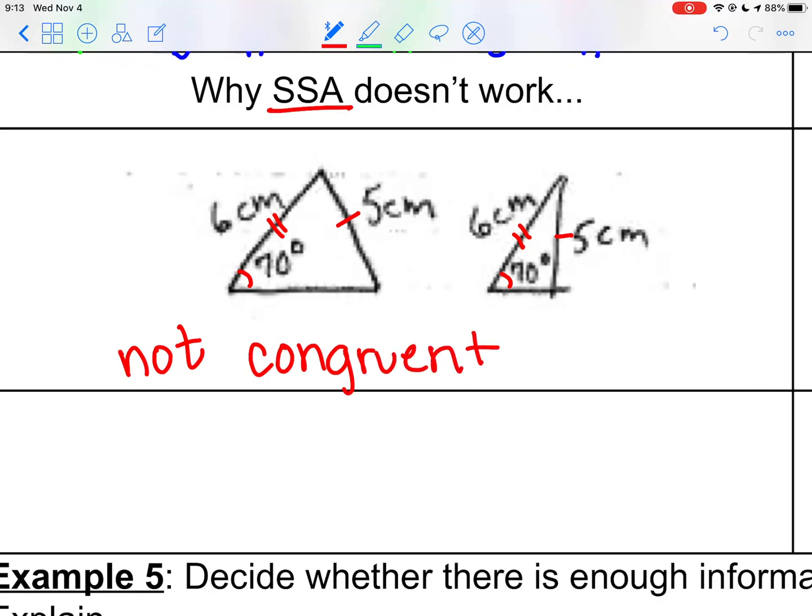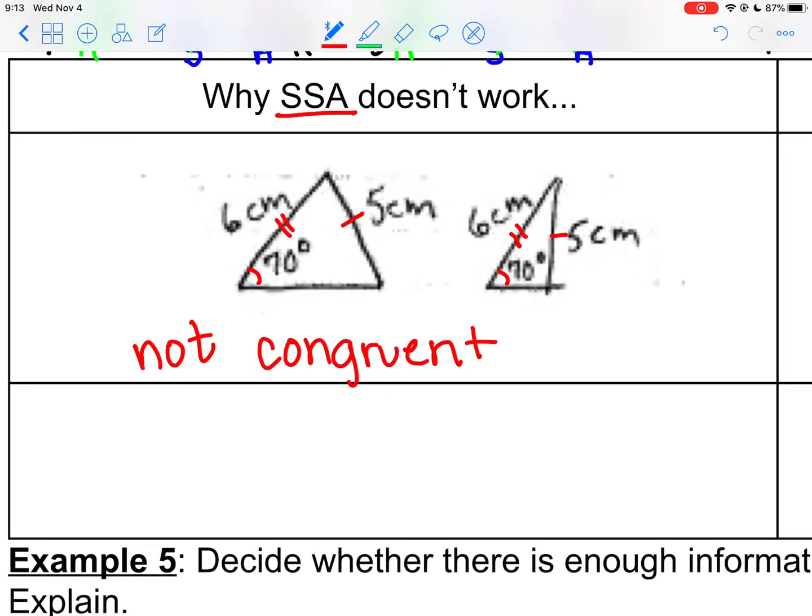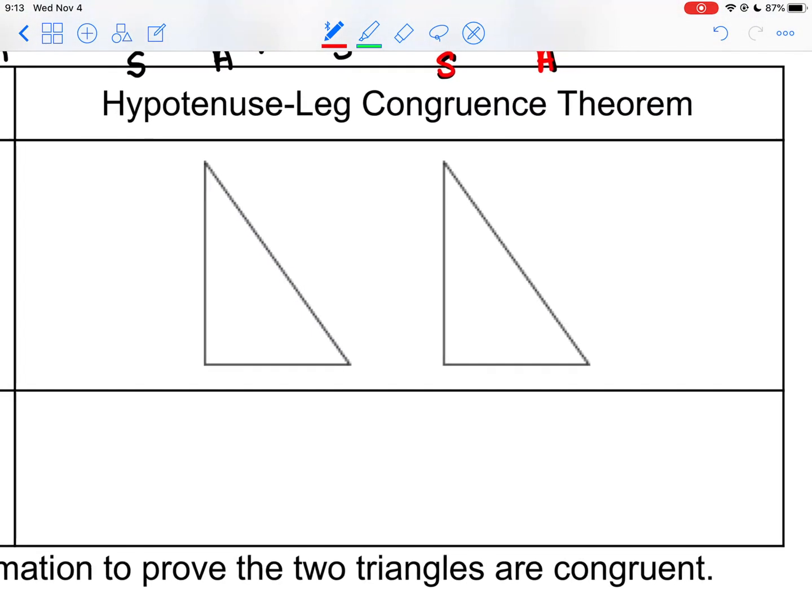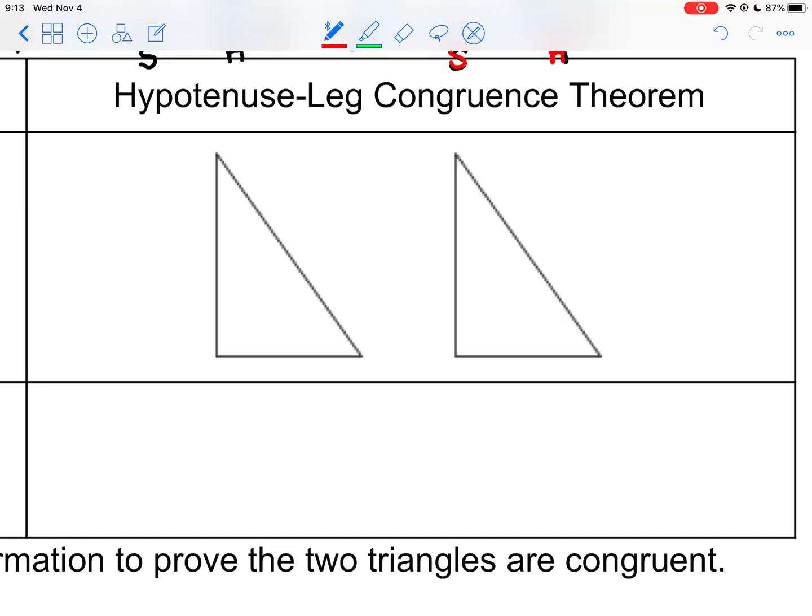So there is only one formation of side-side-angle that works to prove that triangles are congruent. And so side-side-angle only works in right triangles. So in order to use this theorem, it's going to be in a right triangle. So instead of using sides and angles, it has a different name, because since we're working with right triangles, we're going to talk about it in terms of hypotenuse and legs. So the hypotenuse leg congruence theorem is the only formation of side-side-angle that works. So we use HL for this one.